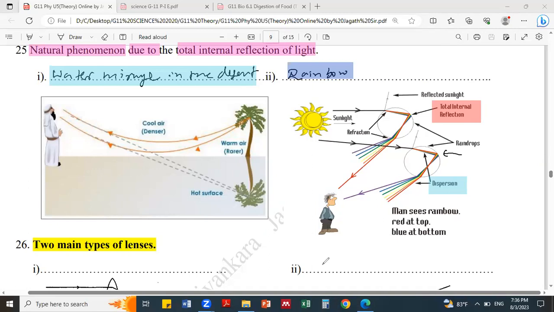In the morning, the sun rises in the east, and then a rainbow is seen. If it is in the evening, the sun sets in the west. Imagine this is west. Then what happened? Rainbow is formed in the east. In the morning, the sun rises in the east, the rainbow forms in the west, in the opposite direction. Rainbow is always formed in the direction opposite to the sun.